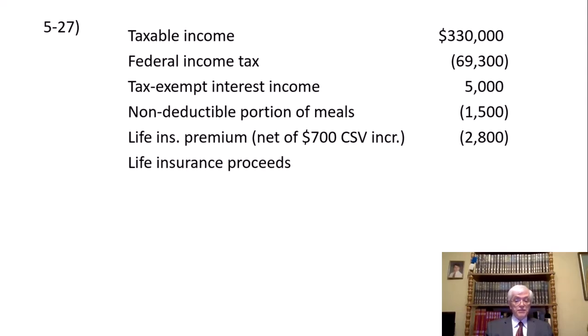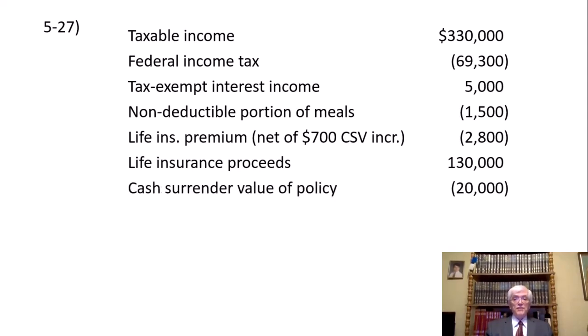Life insurance proceeds. We did collect on one of the policies, $130,000. So we'll add that in. That's not taxable, but it is included in earnings and profits. But the cash surrender value on that life insurance policy, which we gave up when we received the payout on the policy, that cash surrender value was $20,000. So subtract that out. The net of $110,000 is our increase, not taxable, but definitely included in earnings and profits.